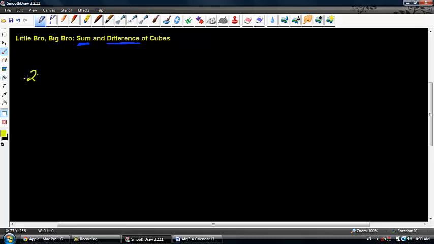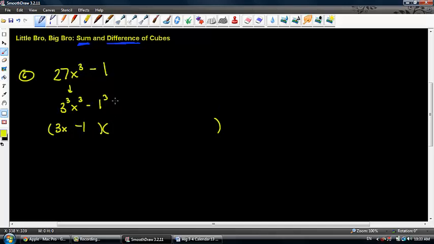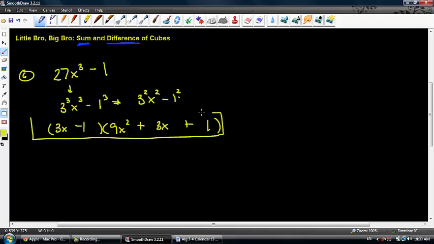The only way they can really make it harder would be to throw coefficients in front for you. So if I gave you, say, number 6 now, 27x to the third minus 1. Well, let's take this one step at a time. This is really 3 to the third, x to the third minus 1 to the third, right? And I've got little bro and I've got big bro. Little bro is going to get a 3x minus 1. Big bro is going to become 3 squared x squared minus 1 squared. Well, that's a 1, that's obvious. This is 9x squared, and now the middle term becomes 3x, right? Because I'm multiplying little bro together. Opposite, positive, you are done.